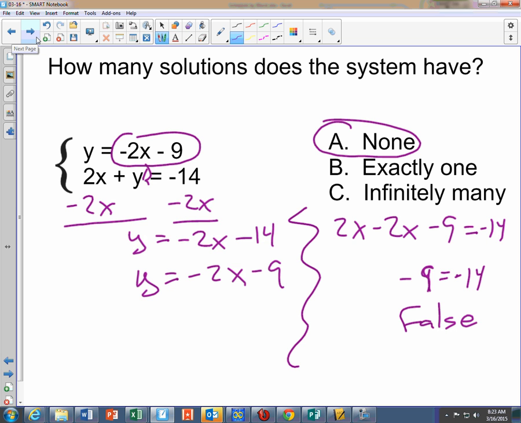Any questions on those two? That's 2 questions on your test. You going to get 2 points off of those? All right, let's hope so.